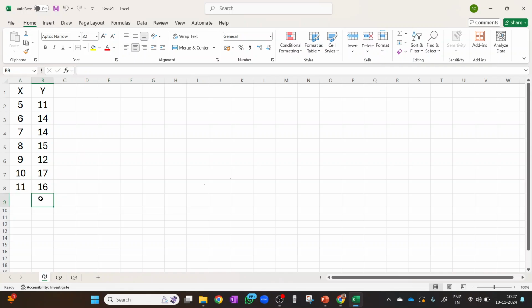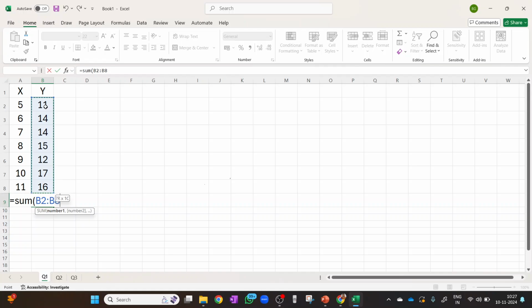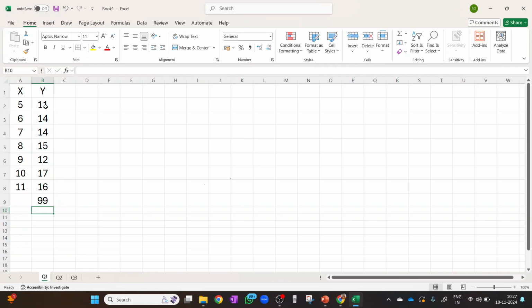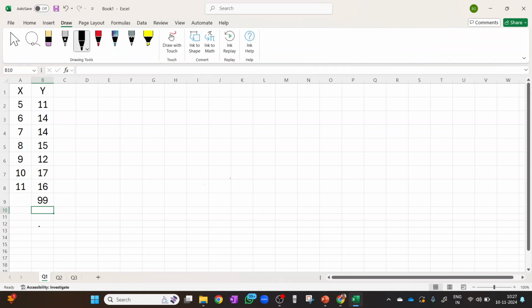So summation of y means the addition. You can use a calculator. I am using Excel, so it's going to be the sum of these values. You will not be allowed to use Excel. I hope you know that. So this 99 over here, which we have got, is nothing but your summation of y. I hope everyone knows that. That is a summation of y.